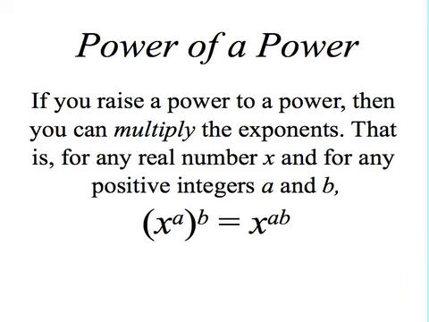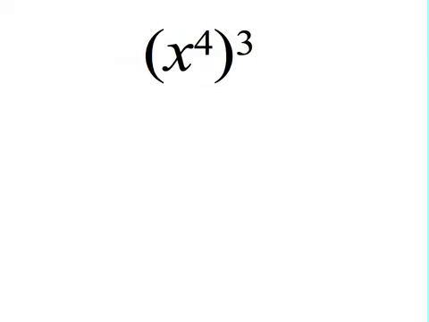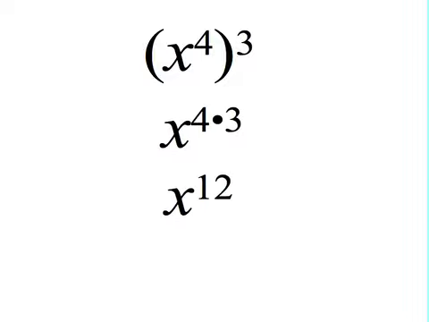If you raise a power to a power, then you can multiply the exponents. That is, for any real number x and for any positive integers a and b, x to the a power taken to the b power is equal to x to the ab power. And now let's put that into practice with our previous expression. 4 times 3 is 12, and there you have it, x to the 12th power.